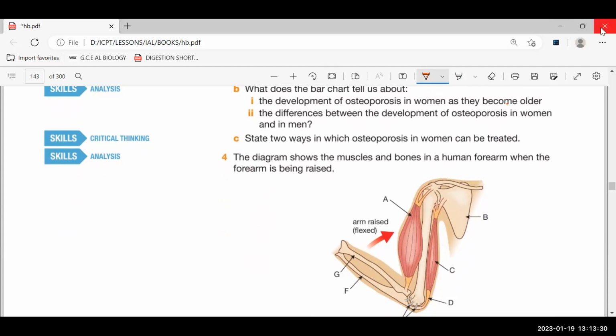Okay, before we move to the fourth question, I have to reload the page. It doesn't work now, it's not writing. Okay, new share.